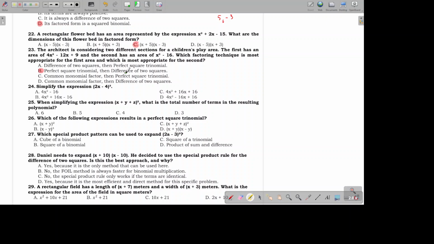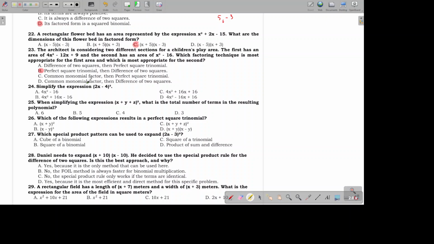So, that's why letter D is the answer. Like I always tell you, just being familiar with the names of the factoring methods or even the special products will save you a lot. You don't need to memorize the processes too much, because the answer is already in the name itself.